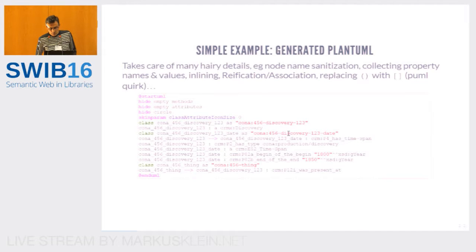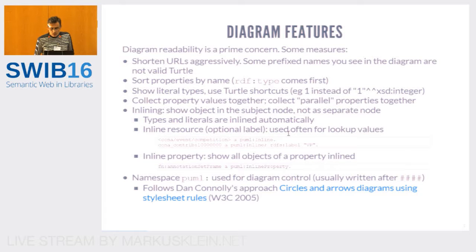This is the generated PlantUML. You see that it's not a very complex language. You have arrows there, node names, and so on and so forth, but it can quickly get tricky when you have more features. So because readability is a very important concern for these sort of diagrams, I've done several features. For example, if you have parallel arrows, then I only show one arrow with several labels. If you have several values for the same predicate, then they are collected inside the node with parentheses, basically shortcuts that you can also see in Turtle.